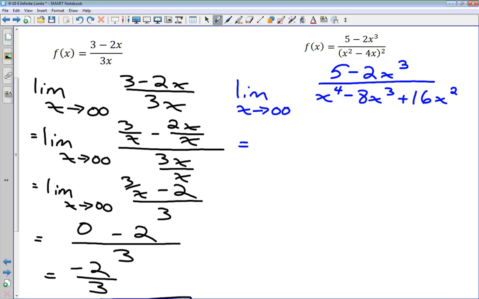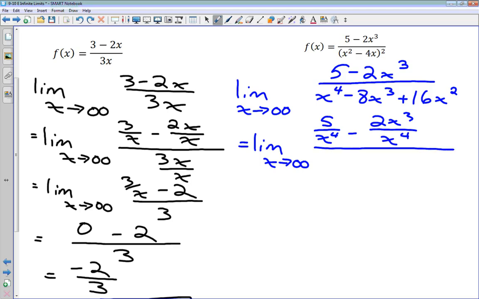To evaluate this limit, I'm going to divide everything by the highest power of x that I see. What's the highest power of x that I see now that I've expanded this? Ryan, what's the highest power of x? X to the power of 4. So we're going to take each term here, divide it by x to the power of 4. 5 over x to the power of 4 minus 2x cubed over x to the power of 4, divided by x to the power of 4.